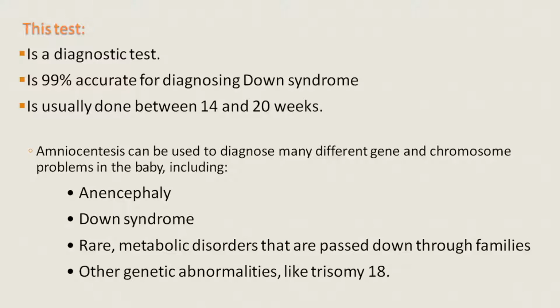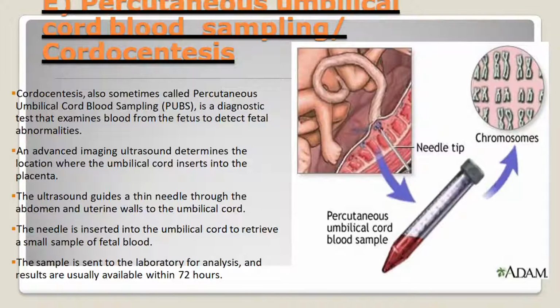So it is a diagnostic test, 99% accurate for diagnosing Down syndrome. It is usually done between 14 to 20 weeks. Amniocentesis can be used to diagnose many different gene and chromosome conditions, including anencephaly, Down syndrome, rare metabolic disorders that pass down in families, and other genetic abnormalities like trisomy 18.